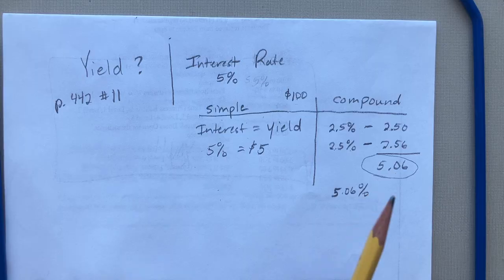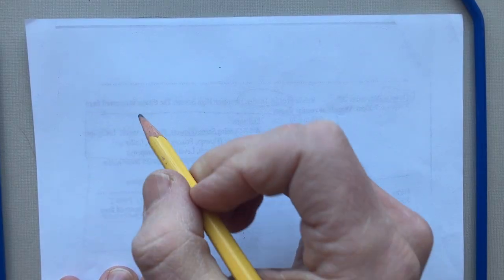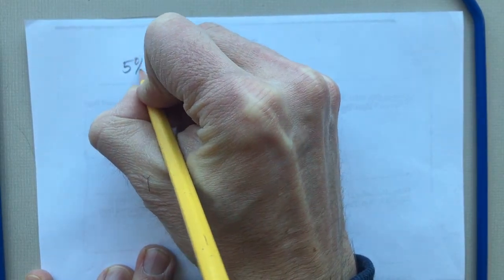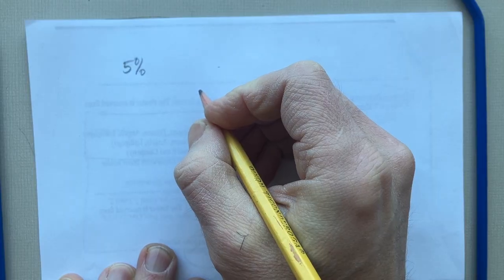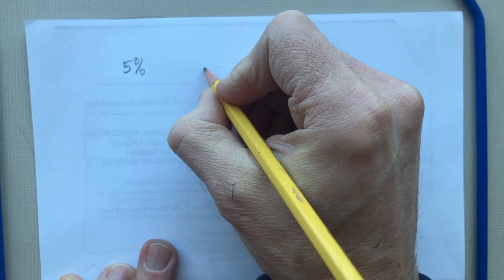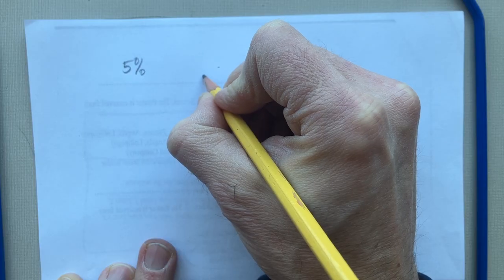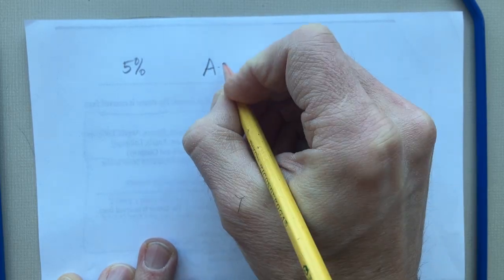Okay, the problem in the book asks a little bit more of a complicated effective annual yield on a 5% account, which is compounded monthly. Okay, so let's take a look at our equation because we don't want to go through and calculate out 12 times what we're going to get for each month.